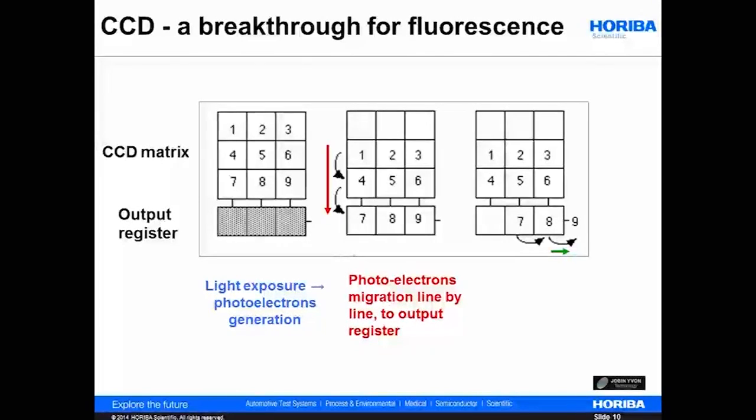The output register consists of a series of electrodes which lie outside the photosensitive zone of the CCD and perpendicular to it. This output register sends each charge packet to an output amplifier, where charges are digitized and stored on a computer hard disk. Afterwards, the signal can be calibrated, analyzed, and treated.